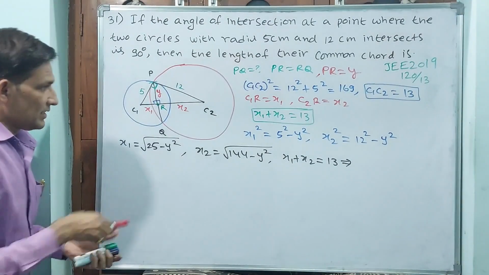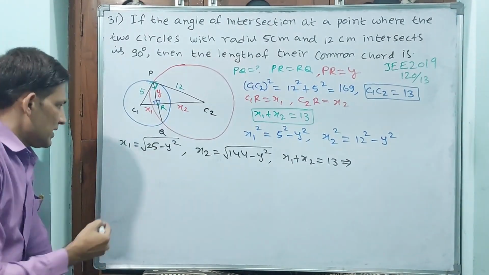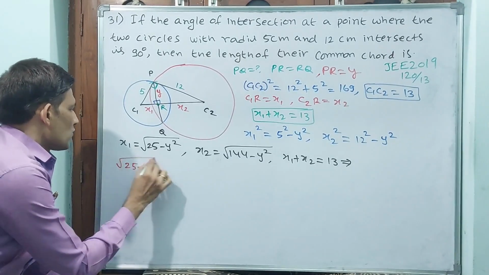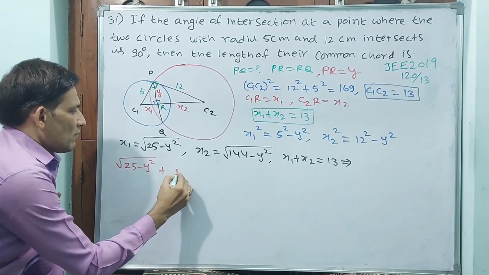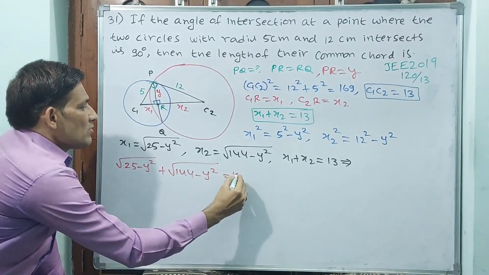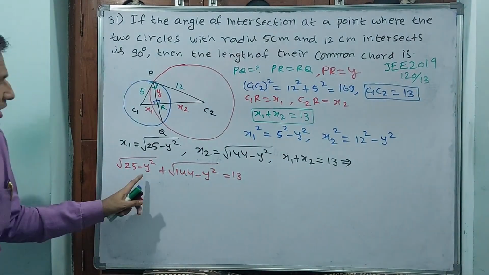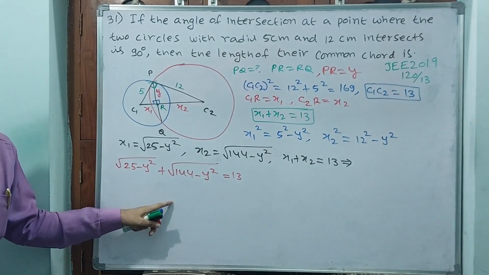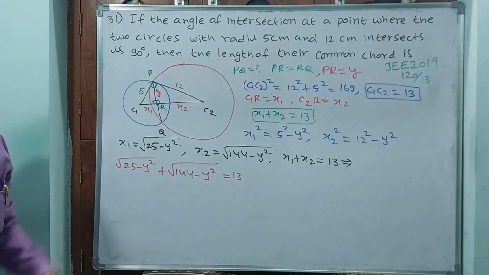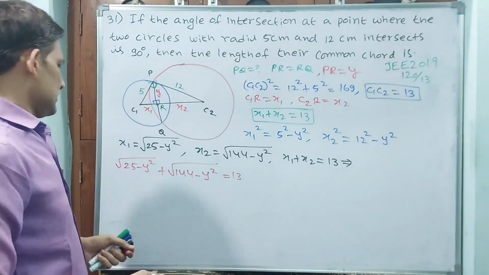This implies, now you write that one. That means the square root of 25 minus y square plus the square root of 144 minus y square is equal to 13. Now we have only one variable, so we are able to find this y. If you are able to find y, 2y will be your answer. That's all. Let us try to solve this.